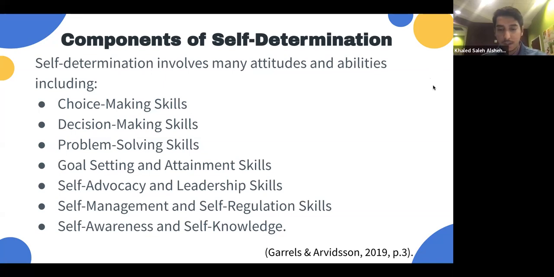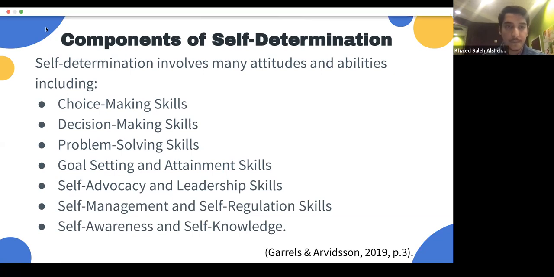The self-advocacy, the self-management, the self-awareness, all of these. Self-awareness is one of the important things that people with disability should understand. They should identify their strengths and also their needs, and they should know their limitations.